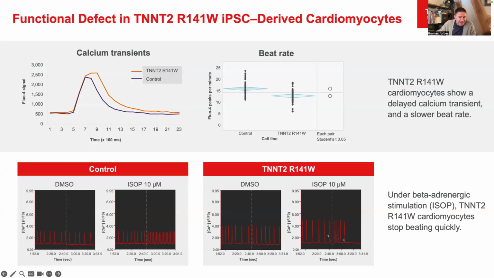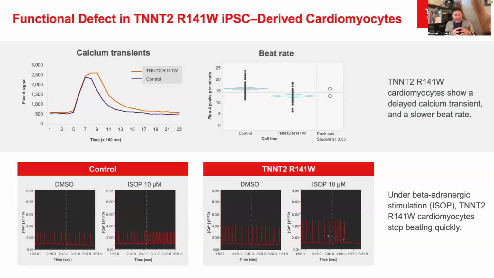This delay in calcium transients also correlated with a slightly lower beat rate in the mutant cardiomyocytes as compared to the wild type controls, which is demonstrated up here in this top right panel. And then lastly, under stressful conditions, this is, I think, where this experiment does really well because it's applicable, right? We think about things like extensive exercise, for example. That's quite a stressful condition for our heart.